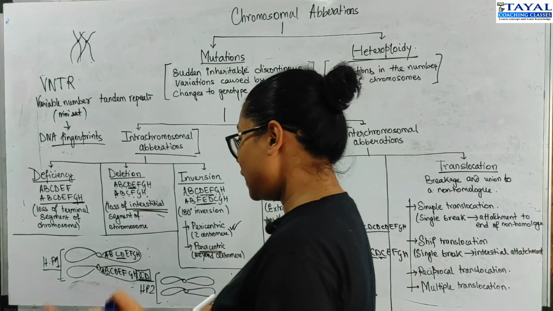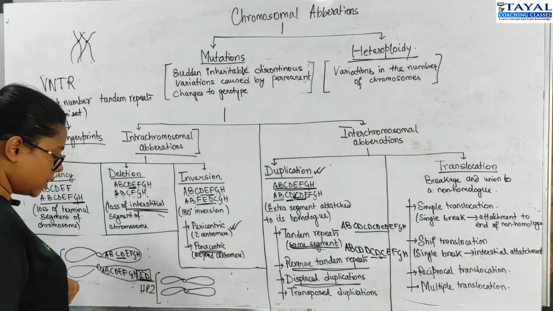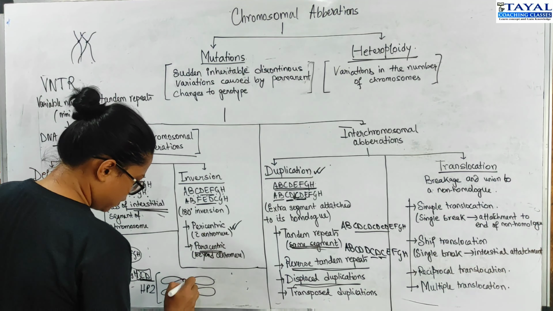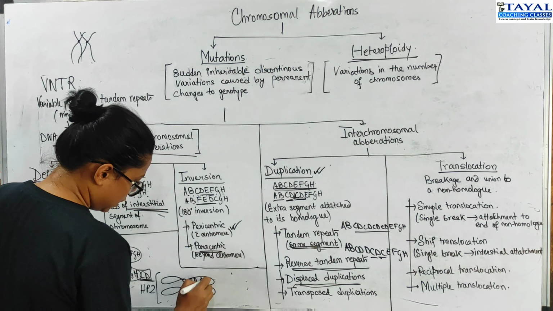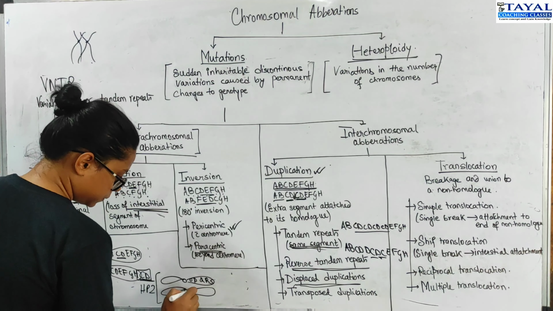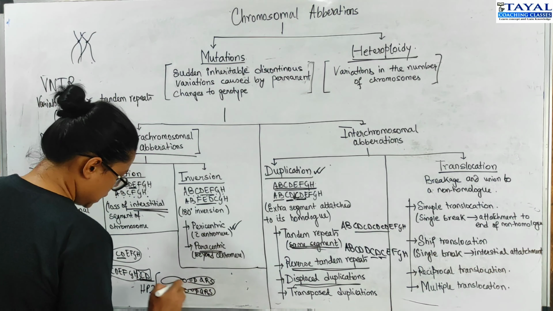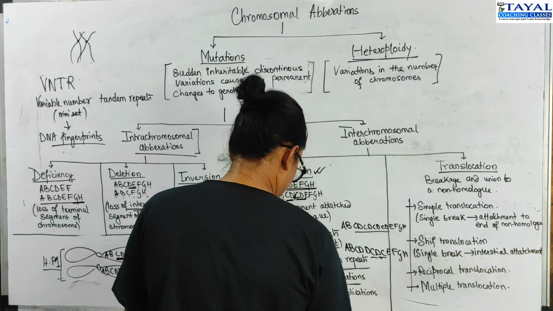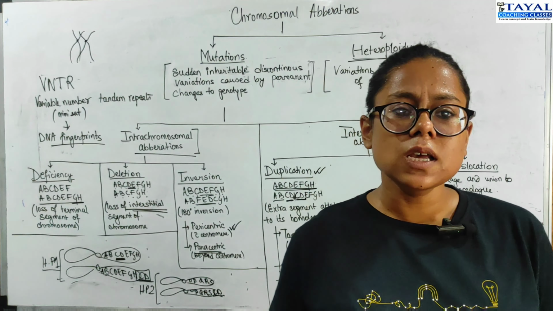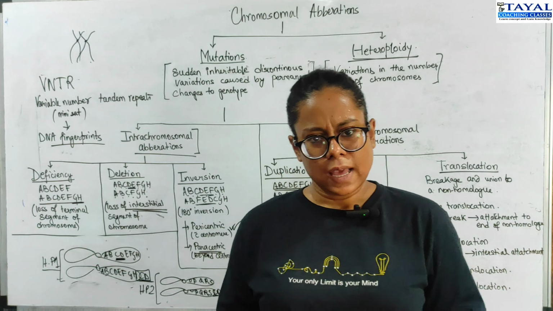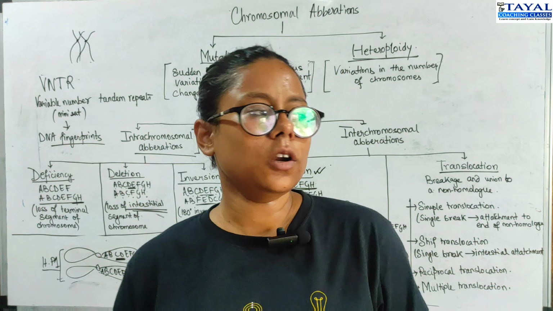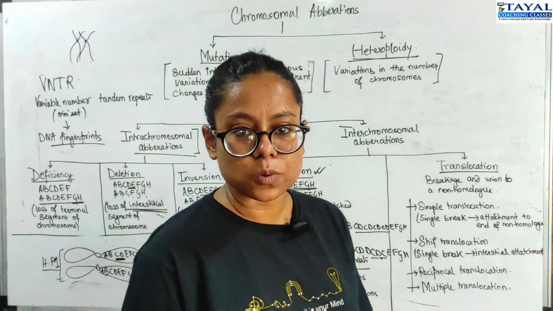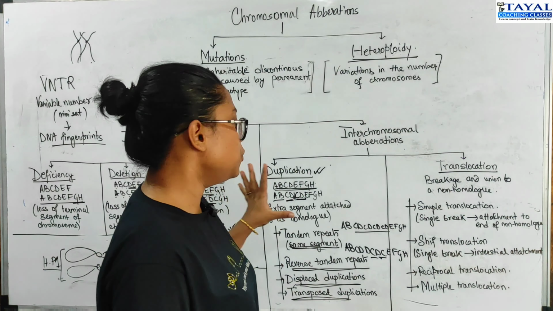The same thing when it happens. So for example, here you have A, B, C, D, E, F, G, H, right? And here you have O, P, Q, R, S. Okay. If this repeat duplicates itself and goes and attaches here on the non-homologous chromosome, then it is known as a transposed duplication. So a transposed duplication happens when the duplicated segment will go and attach itself to what? To a non-homologous chromosome, right? So these are your duplications.